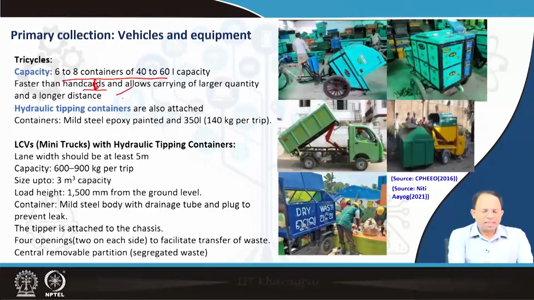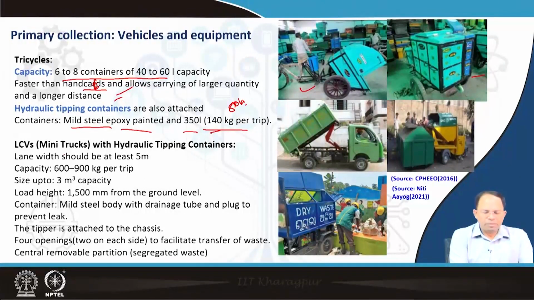Sometimes these tricycles can have a hydraulic tipping container instead of just standard bins, as you can see over here. Usually the containers are made of mild steel, epoxy painted, and the size is around 350 liters, which carries around 140 kilograms of waste per trip. That means in the normal hand carts, maybe we can carry around 70, 80 kilograms of waste, whereas over here we can carry a little bit more, which is 140 kilograms.